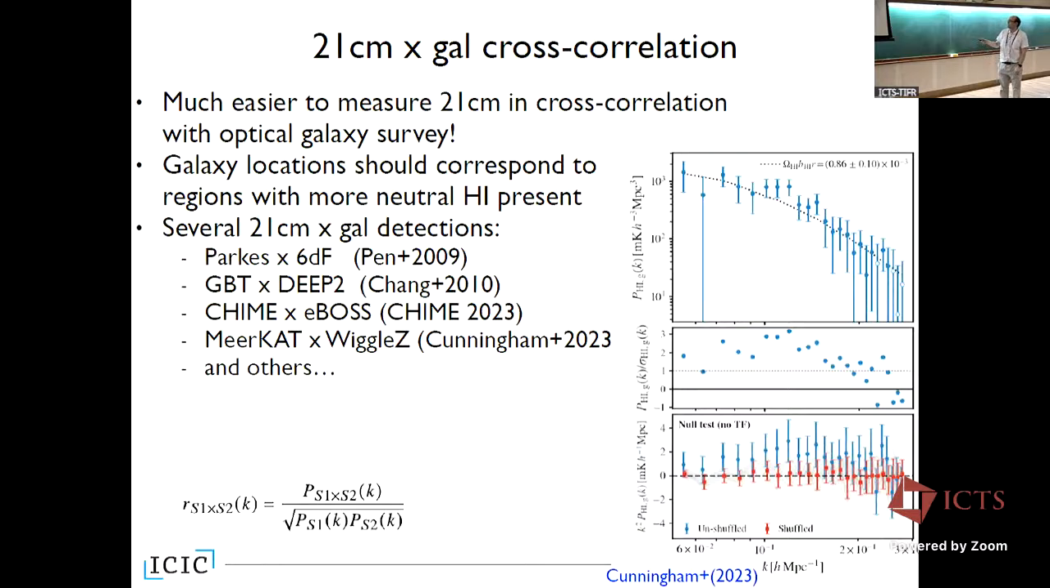This top panel here is a cross-correlation between MeerKAT intensity mapping and the WiggleZ galaxy survey. You can see there that there's a fairly convincing detection of something. With these cross-correlations, especially in the last couple of years, both CHIME and MeerKAT have been able to see this 21 centimeter intensity mapping signal. So we know that it's there. We just haven't yet got to the point of analyzing things well enough to get the autocorrelation.